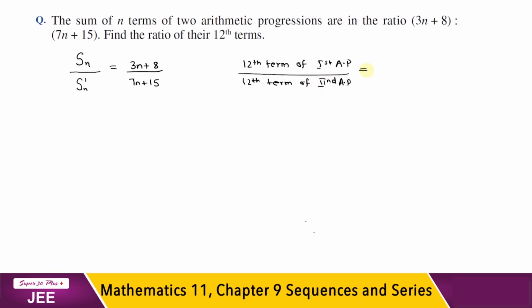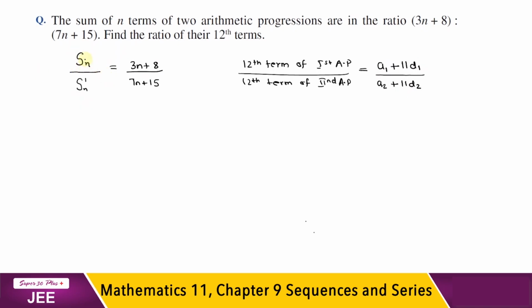Alright, now 12th term is going to be what? 12th term is going to be equal to a plus 11d according to the formula of general term of an AP. So let us consider that first AP has first term as a1 and common difference as d1. So 12th term becomes a1 plus 11d1. And the second AP has first term as a2 and common difference as d2. So its 12th term is going to be a2 plus 11d2. So we are supposed to find the value of this ratio. Alright, and we have been given this information. So let's begin with the solution part.